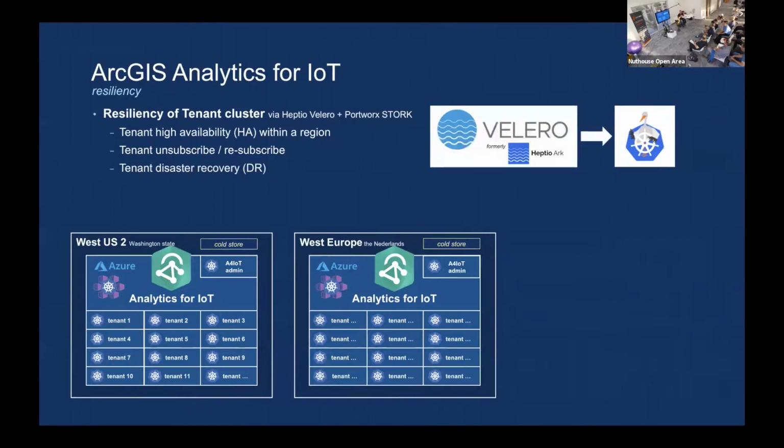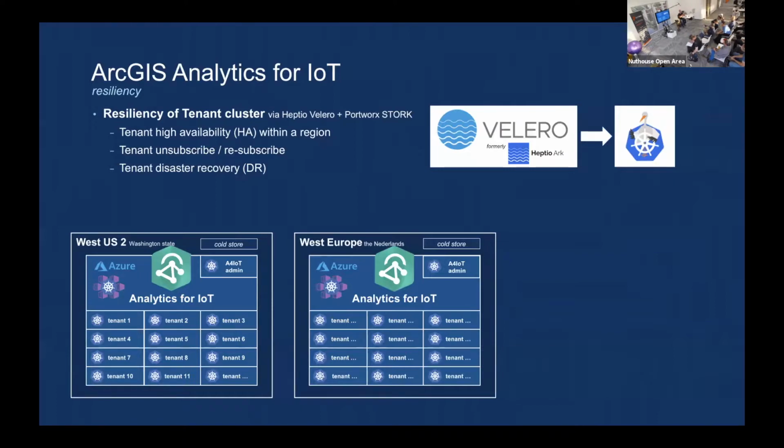It was formerly Heptio Ark. And Velero allows us to snapshot the entire state of a Kubernetes cluster at a moment in time. What that enables us to do is take that snapshot and put it in cold store, Azure Blob in this case. That Azure Blob is available for us, so that if anything happens to that cluster, we can go restore from that point.